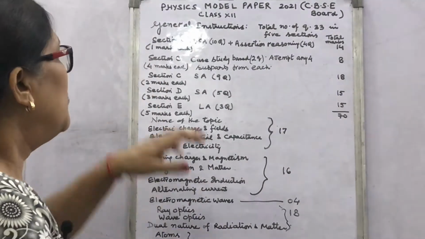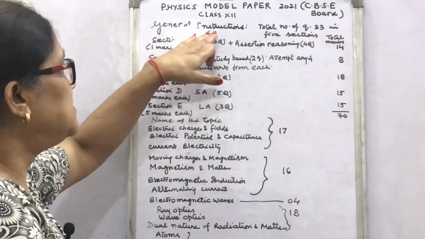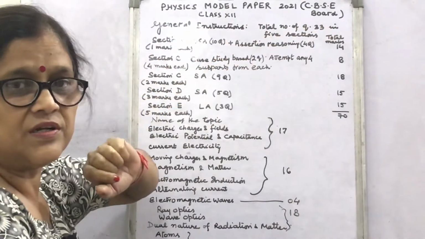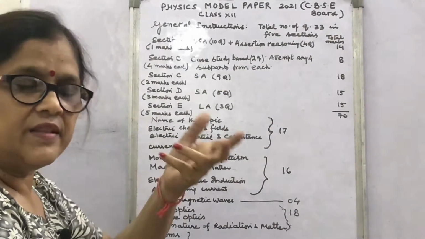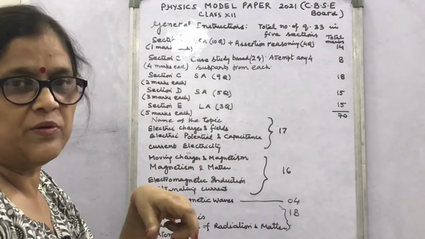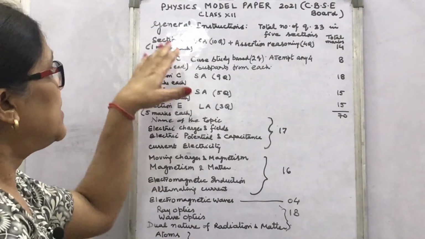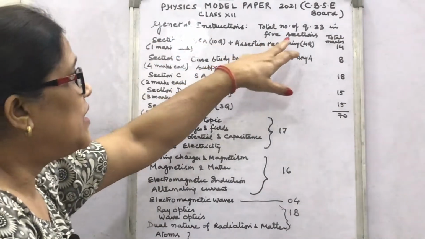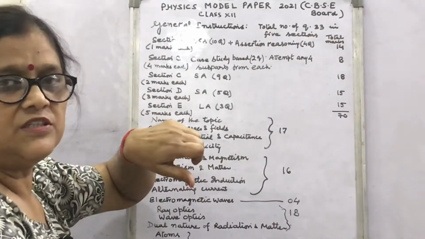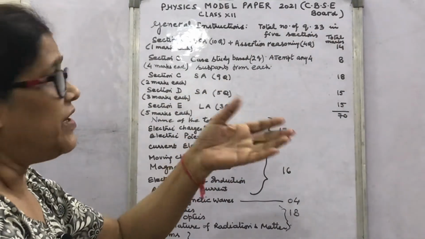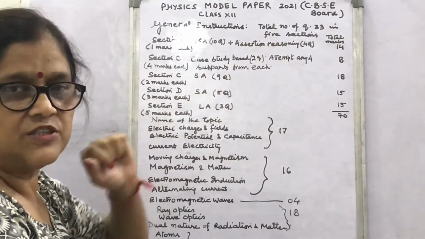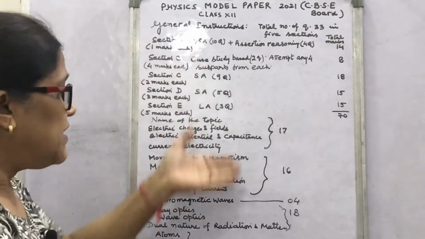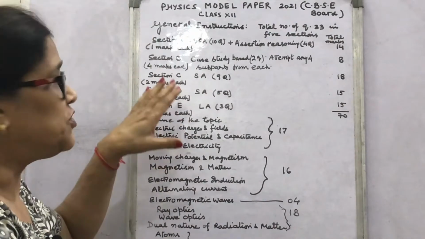Look, what are the general instructions? This paper is of the CBSE board. After that, I will discuss the ISC paper also. So, what are the general instructions? There are a total of 33 questions which are divided into 5 sections. Section wise description I have shown here.